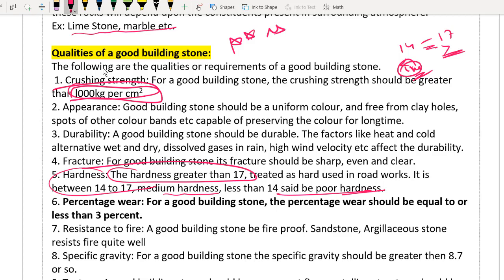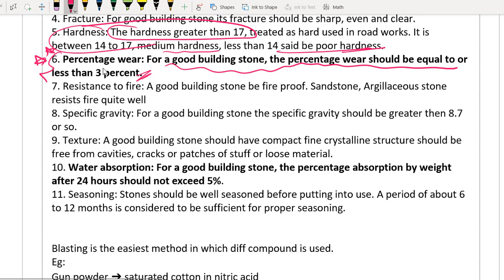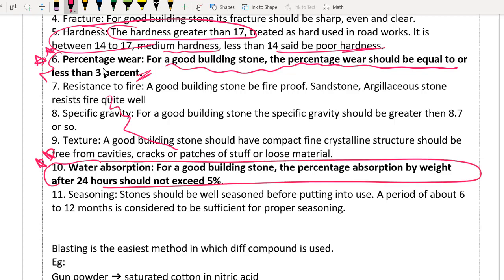This one is also very important: percentage wear. For a good building stone, the percentage wear should be less than 3%. Again very important: what is the maximum allowable percentage wear? 3%. Next, all these things you can obviously write down on your own. Water absorption, this is very important. What is the maximum water absorption? For good stone it is only 5% after 24 hours immersion in water. Remember this, okay.